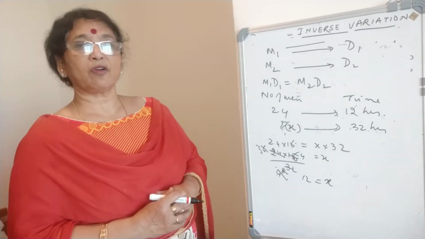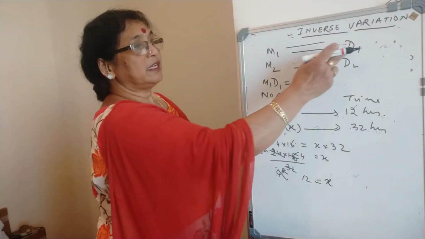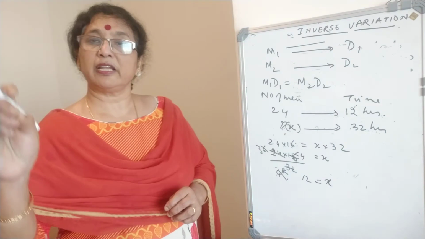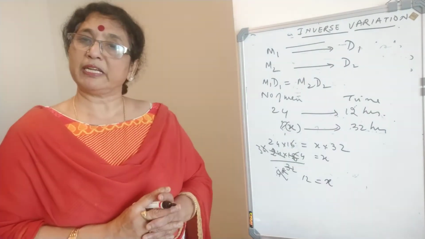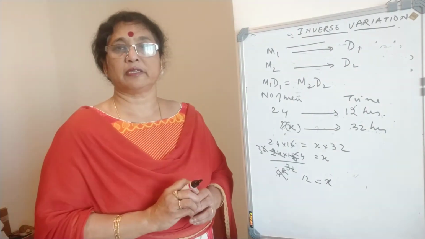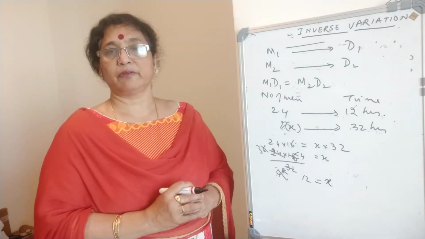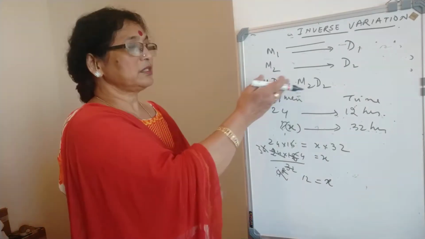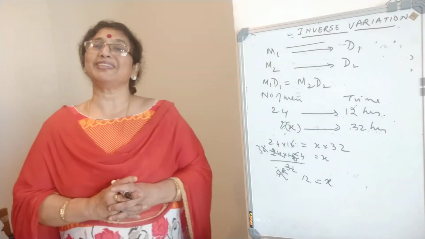So basically you can also say one man takes D1. If 10 men take 12 days, one man will not take 12 by 10 days. He will take 120 days. You have to multiply in this case. Right? That's why this is one man's work, this is one man's work, and both are equal basically.